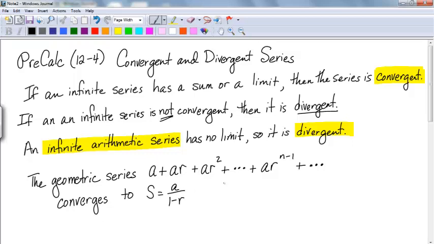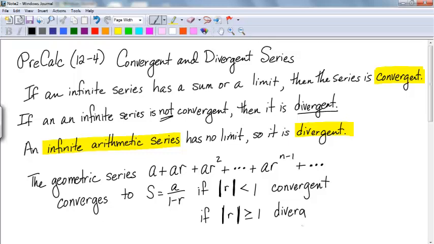That was the formula for the sum of an infinite geometric series if the absolute value of the ratio was less than 1. Then it's convergent, so it converges to that sum. If the absolute value of the ratio is greater than or equal to 1, no sum exists, so it's divergent. You might put in parentheses, no sum exists.